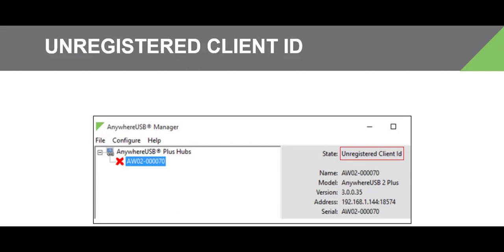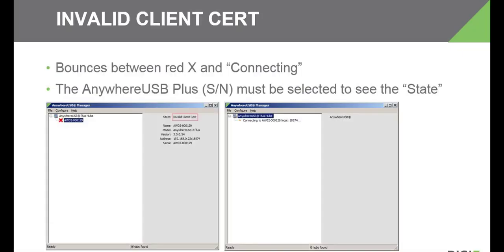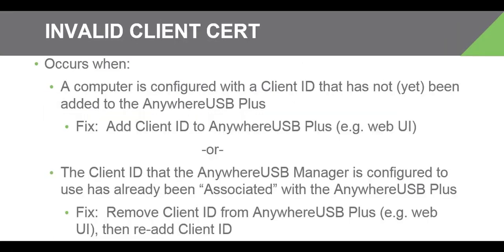If you can discover the AnywhereUSB Plus, but it has a red X icon next to it, and the state at the top right says unregistered client ID, follow these troubleshooting steps. If you can discover the AnywhereUSB Plus, but it has a red X icon next to it, and the state at the top right says invalid client cert, follow these troubleshooting steps.